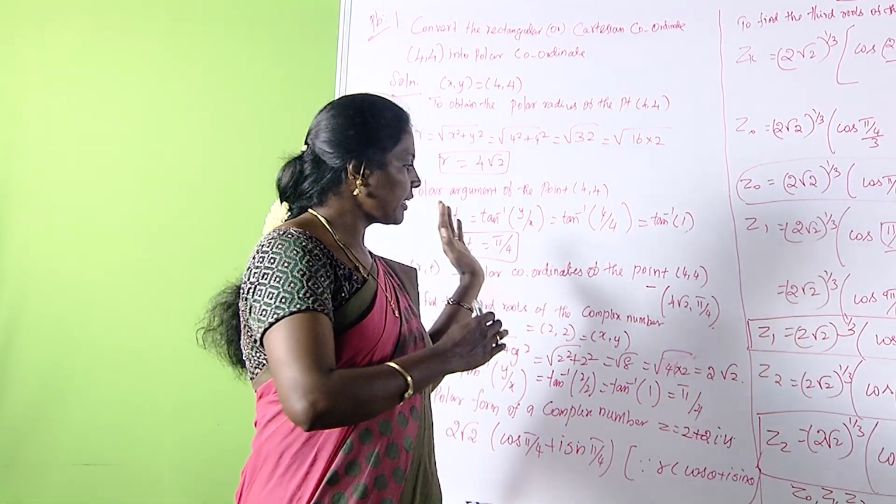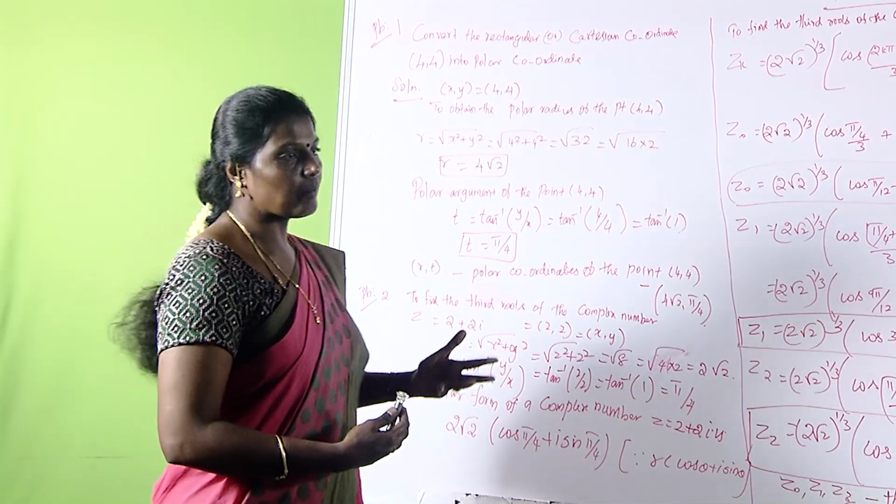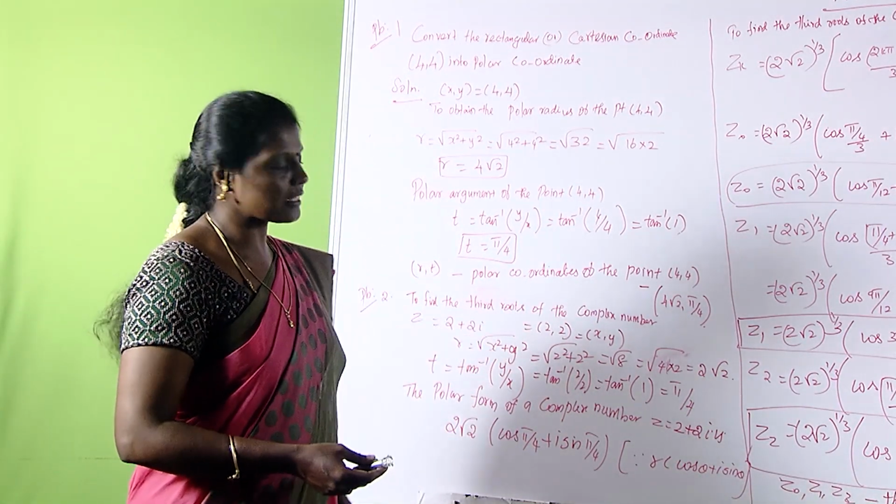Okay. We have written the polar radius, the polar argument as well as the polar form of the complex number. But our ultimate aim is to find the third root of the complex number.